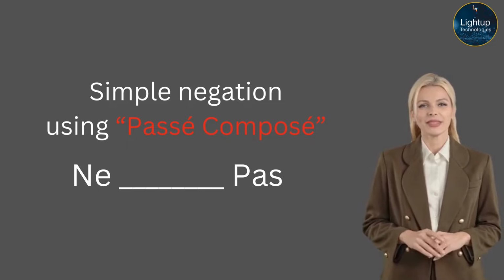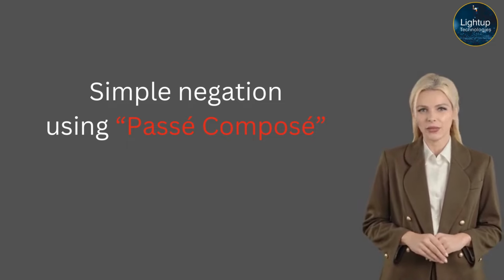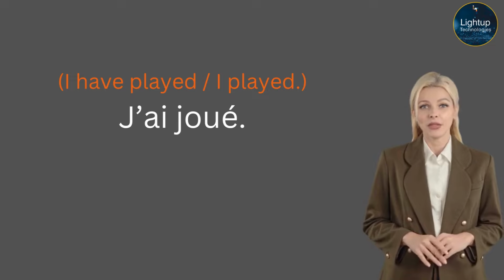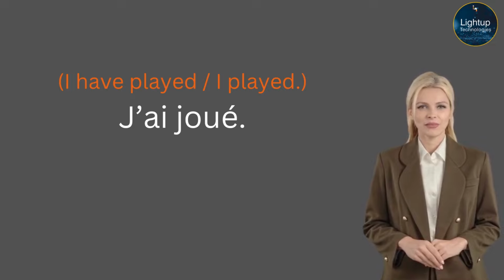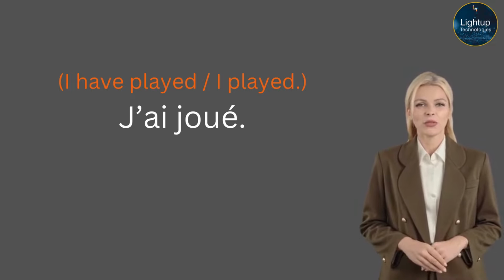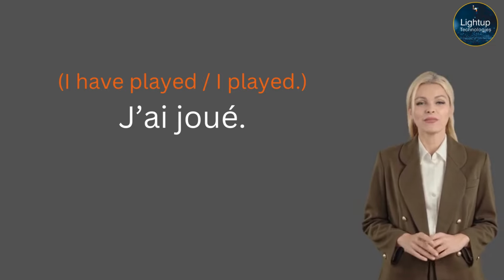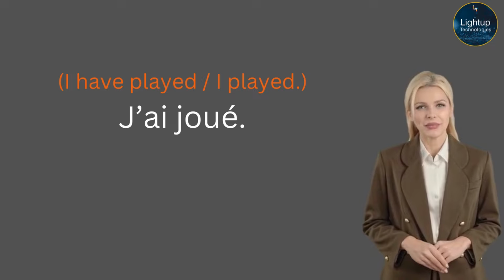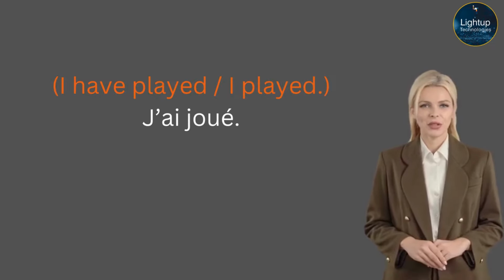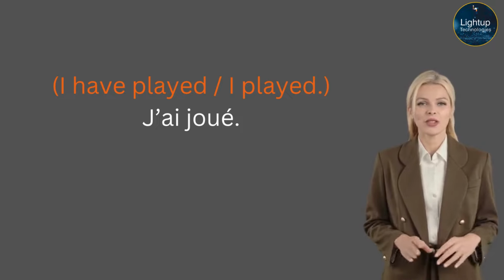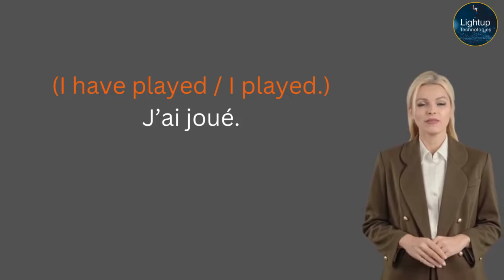When I say passé composé, I mean, for example, I have played or I played. J'ai joué. This is very important to know, because when you want to put this into negation, it is I have not played, or I did not play. In negation we know it is ne. How do we know where to put these words?